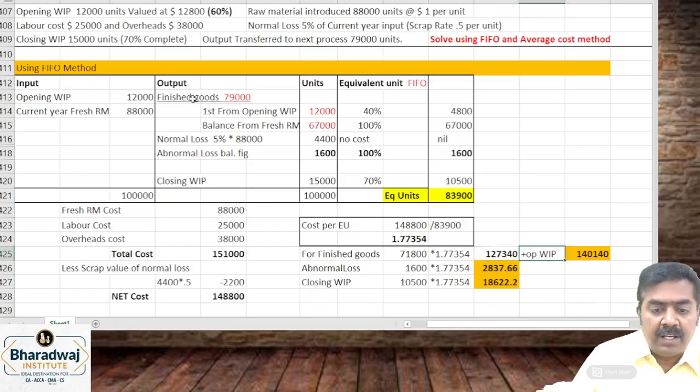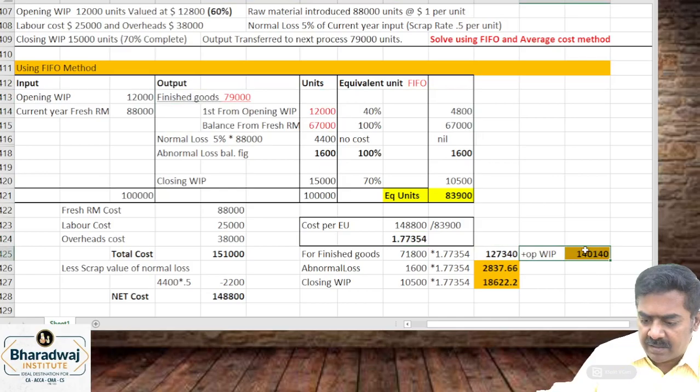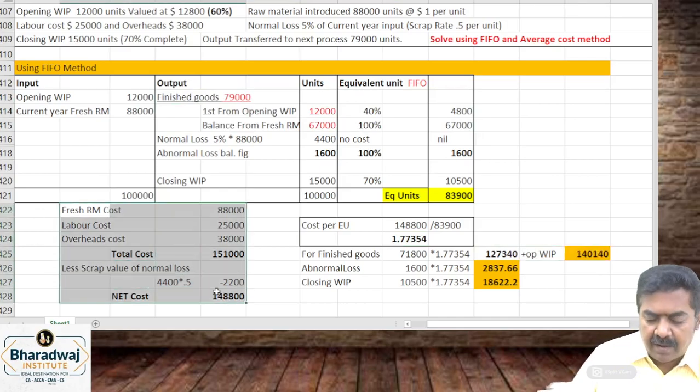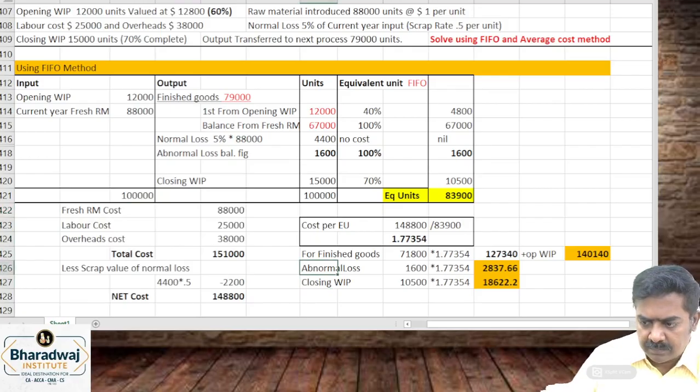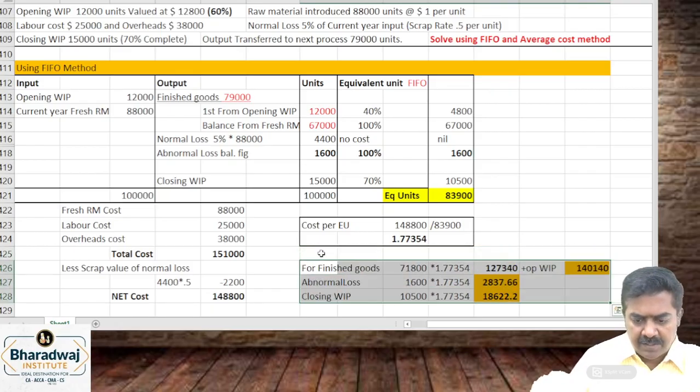We assign the cost. Add opening WIP because output transferred includes opening WIP also. We add it. Here we take only current year cost. Abnormal loss, 1,600 equivalent units, then multiply. Closing WIP also you multiply. Please take it up.